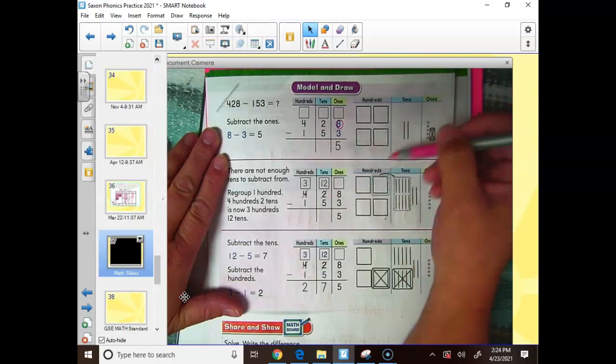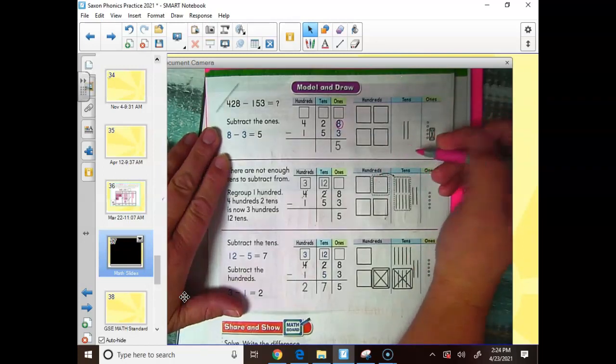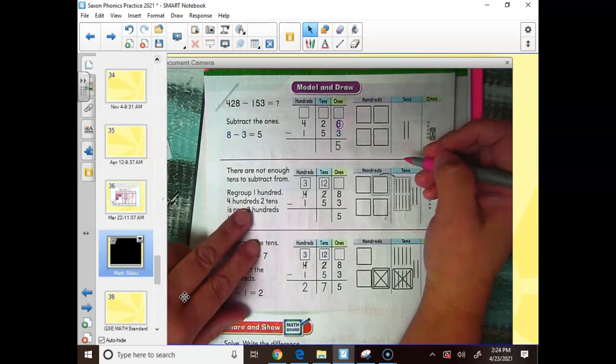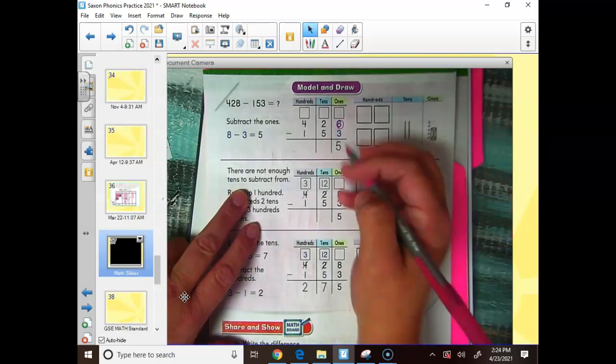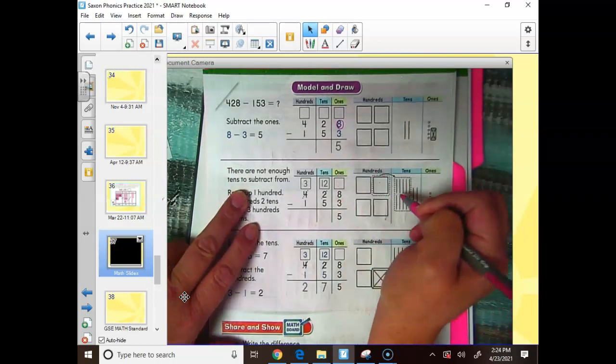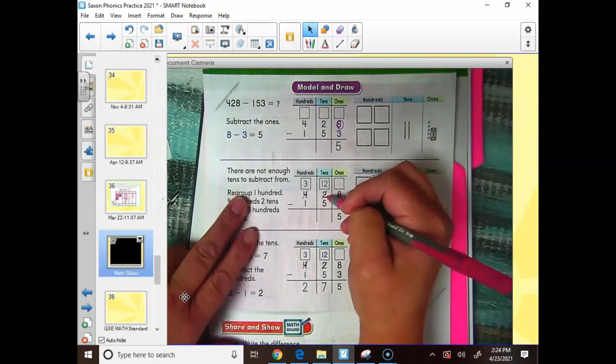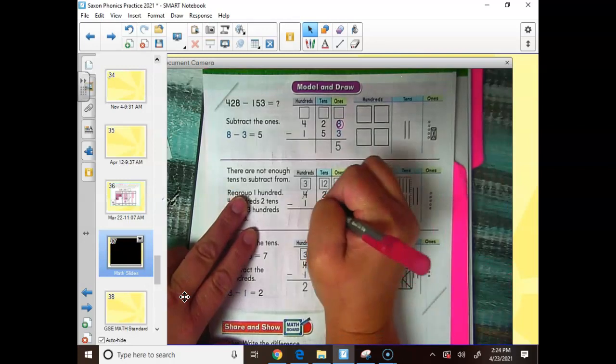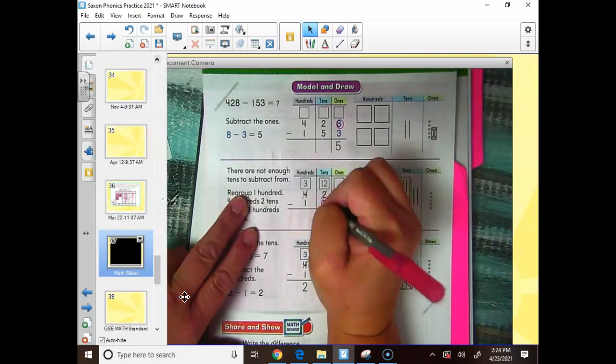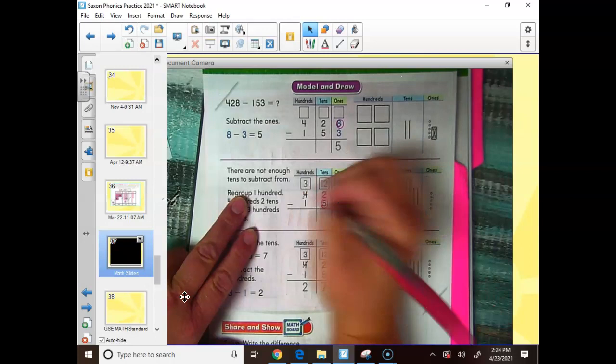All right, 2 minus 5. Can we do 2 minus 5? No. So there's not enough to subtract in that spot. So we had to go next door and grab 10 more. So here's step 2. There's not enough. The big number is on the floor. So you had to go next door.